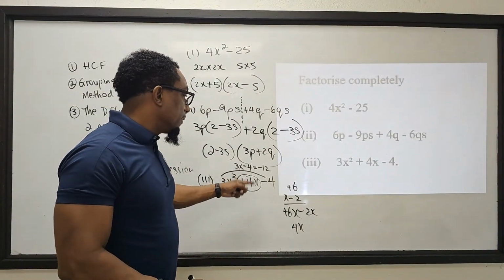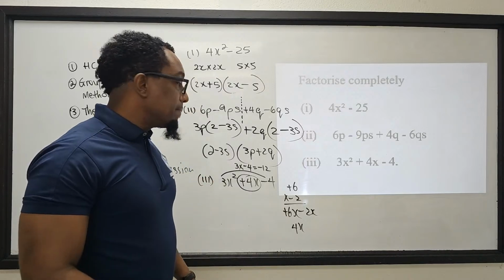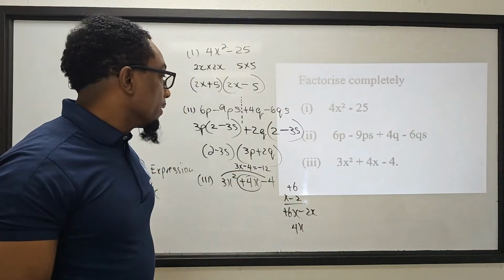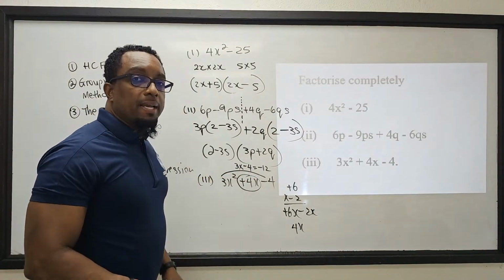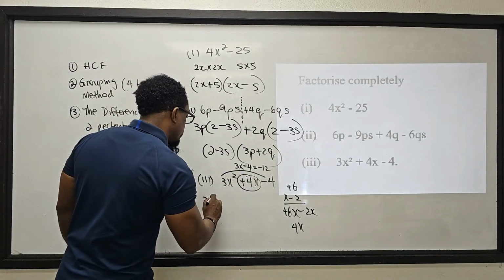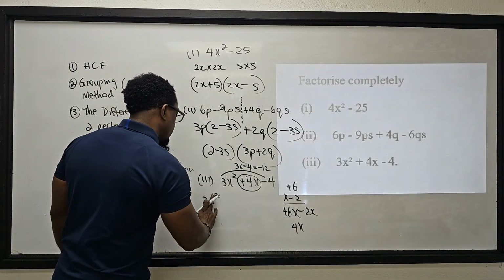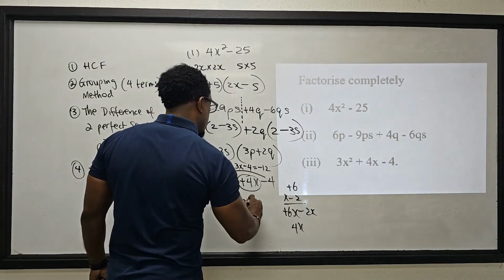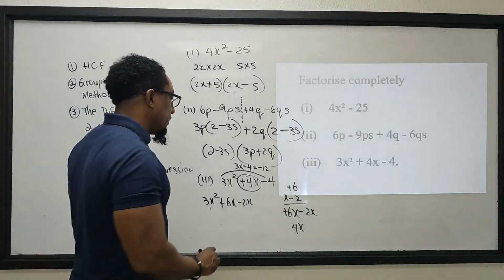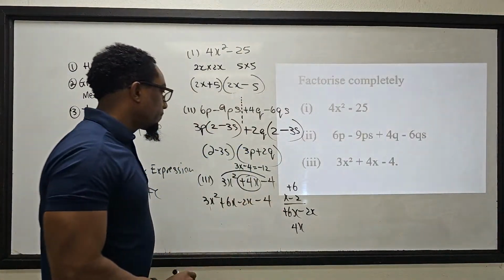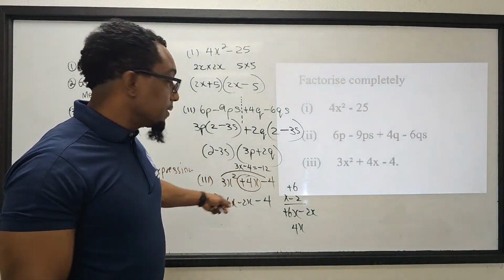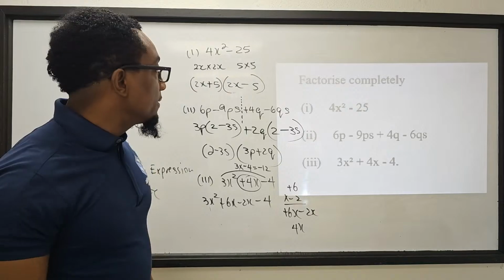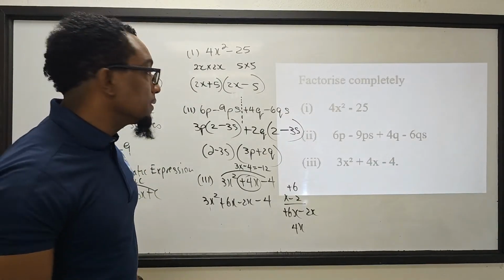After I've got my 2 terms that can assist me in finding my middle term, I'm going to rewrite my expression as 3x squared, replacing plus 4x with plus 6x minus 2x, minus 4. Since I've moved from 3 terms to 4 terms, I'm going to use my method of grouping to factorize it. So I'm going to split it into 2 pairs.